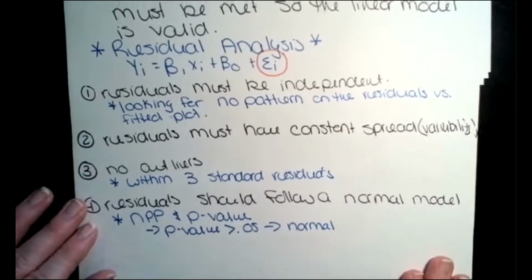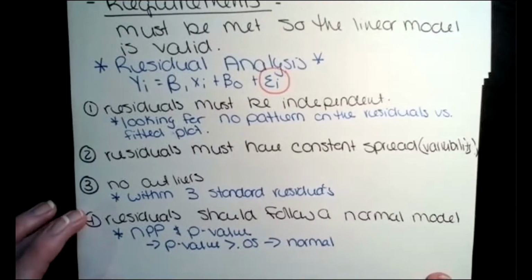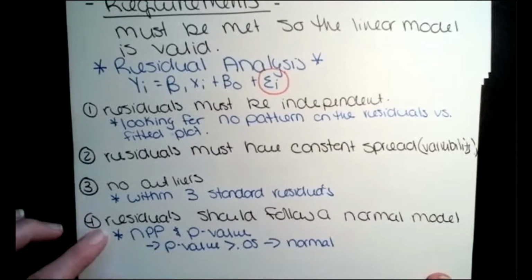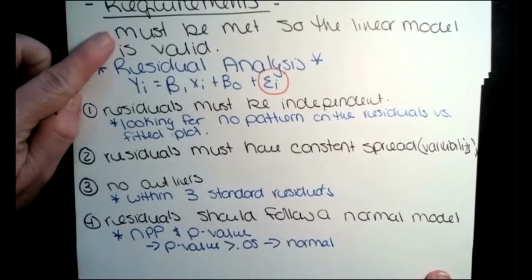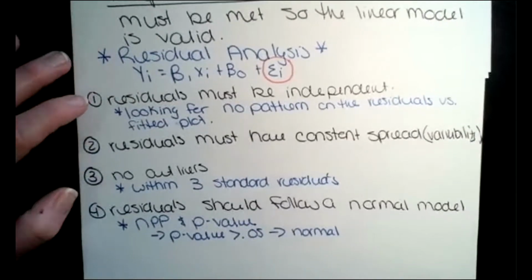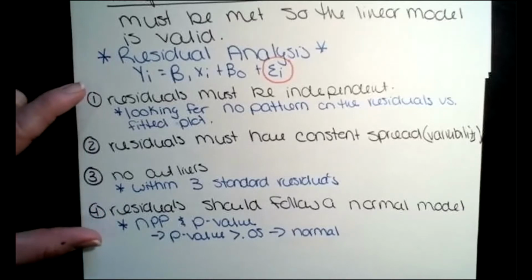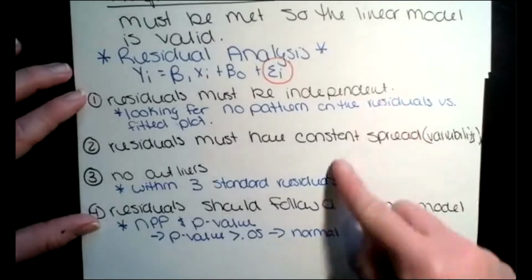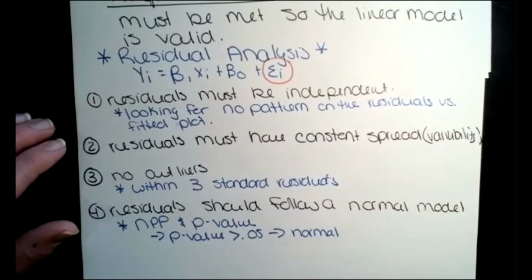But these are my requirements that need to be met. So if one of them is not true, then we would say our model is not valid. These don't take a real long time. And on today's daily, I give you the graphs and you're just going to look at them.